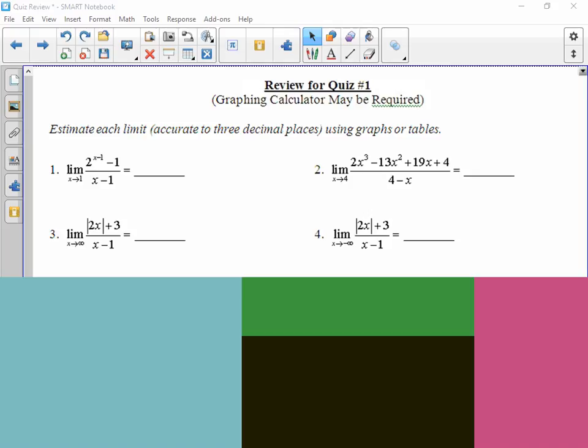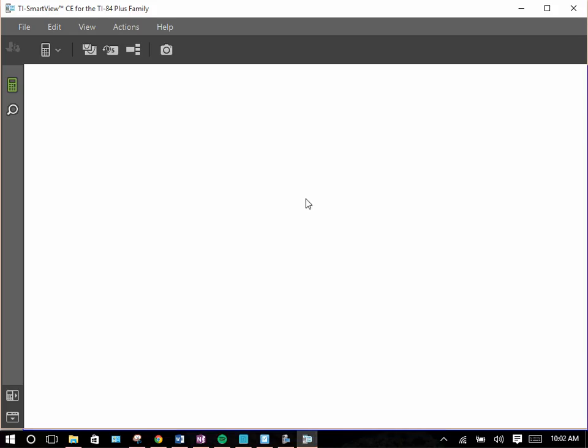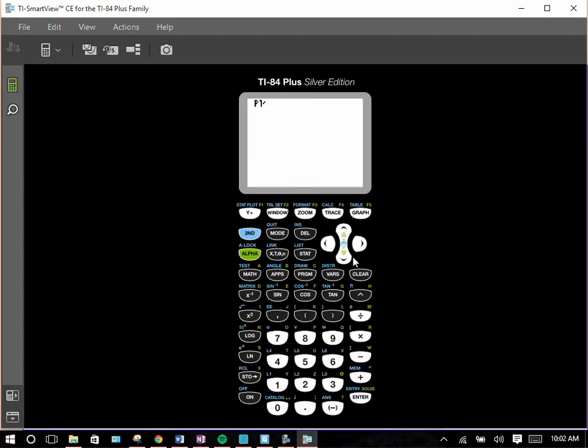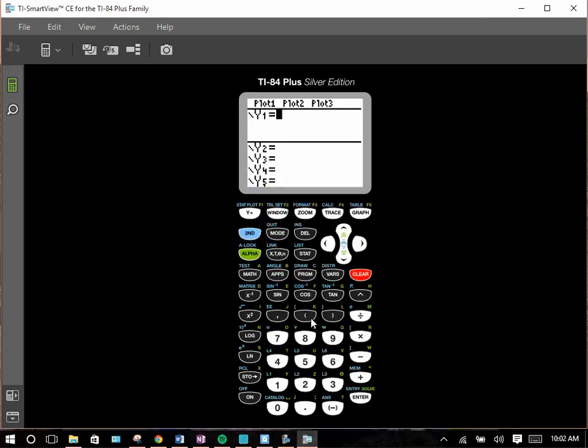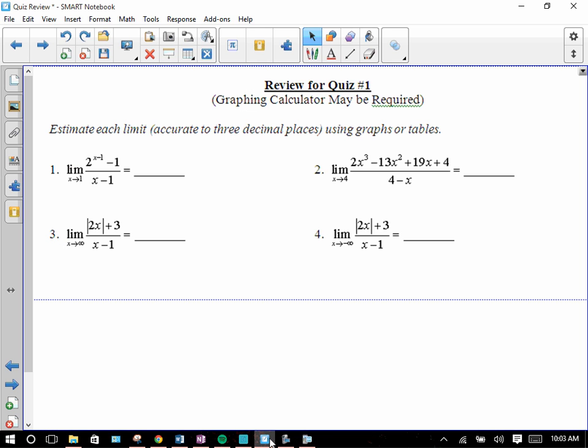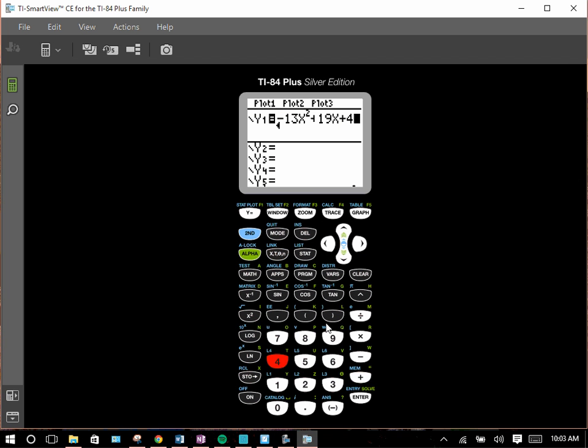On these ones, it says x approaching negative infinity or positive infinity, you can zoom out. So the first one says y equals 2x cubed minus 13x squared plus 19x plus 4, and that's divided by 4 minus x.